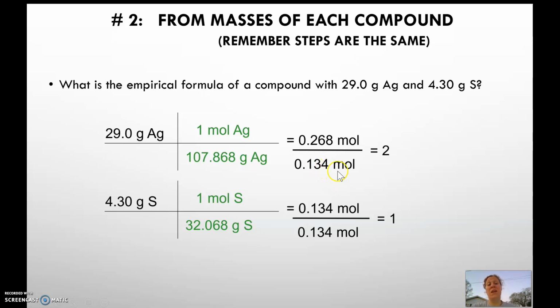But this is a nice example. You don't have to do any extra multiplying because you got a whole number. Then the last step is the formula: 2 Ag, 1 S, and you don't write the 1, remember, so it's Ag2S.